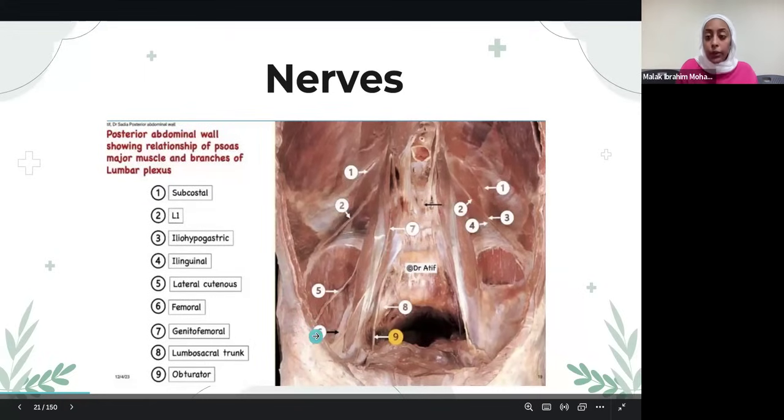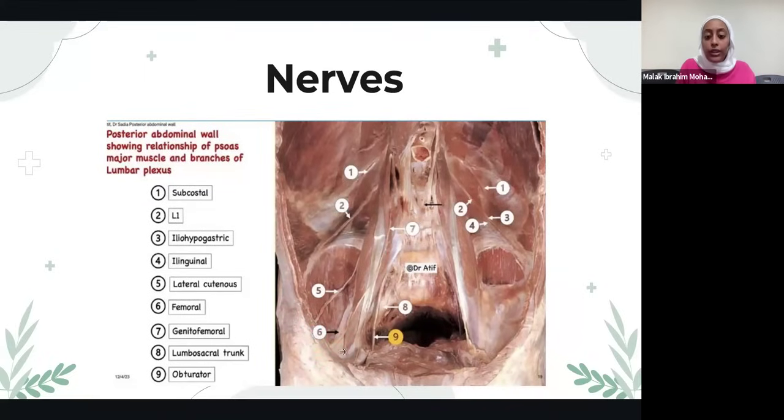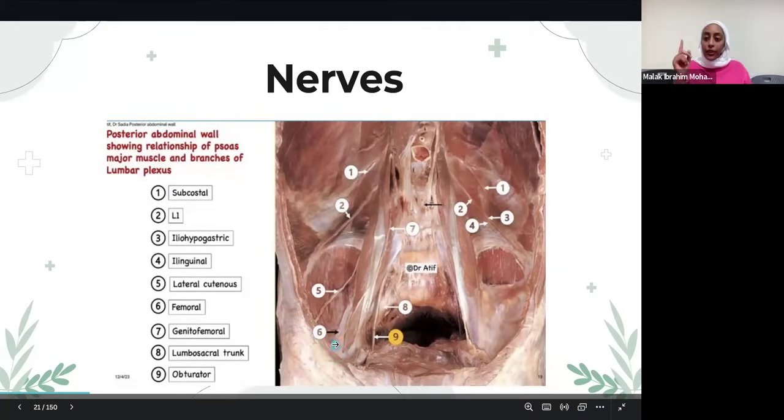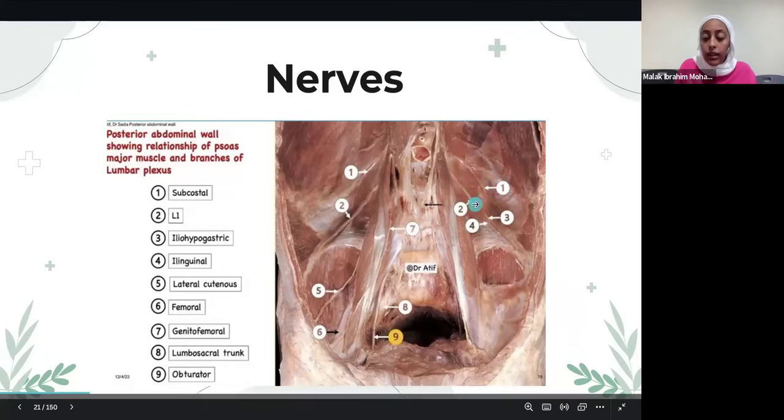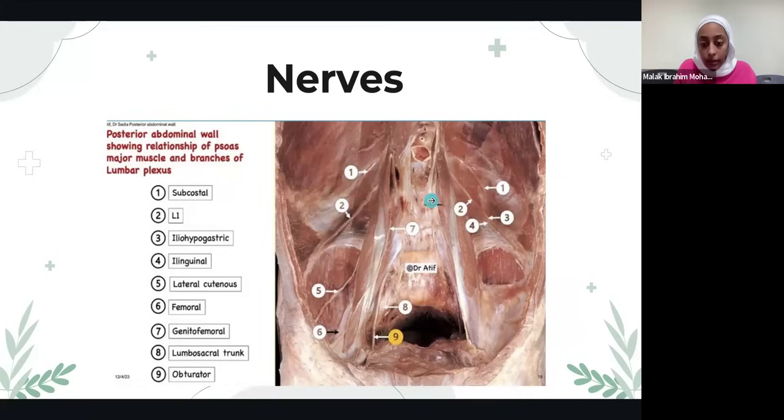Okay, and let's do this one because it's the easier one. Number 6 is the femoral nerve. How do you know that this is the femoral nerve? Because it's the thickest nerve. So if they point at a thick nerve, it's the femoral. And if they point at a nerve that's anterior to the psoas major, it's the genitofemoral. Okay, and we said this is subcostal and this is L1. Okay, what else did we miss?